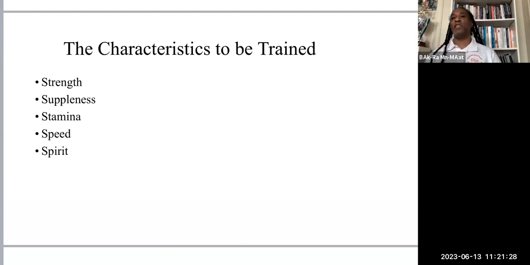The characteristics of the cricket athlete, or any athlete that needs to be trained from a strength and conditioning perspective, are the following: strength, suppleness, stamina, speed, and spirit. And we're going to be looking at all of these. We're going to be looking at stamina and spirit as one, and that will be discussed later. So let's start.